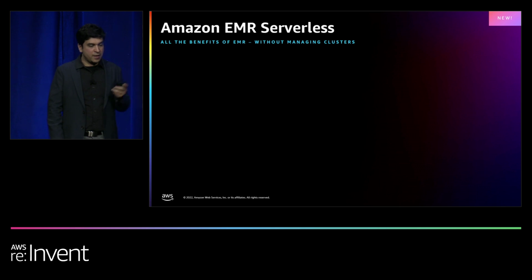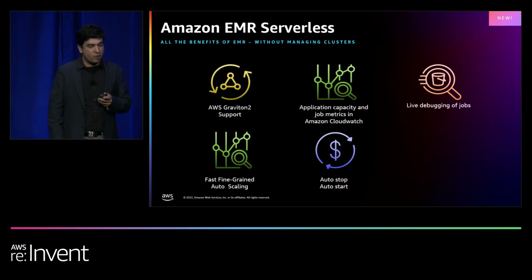Okay, so just a quick recap of all of the core features that we saw today. Graviton 2 support has been added, application capacity insights, as well as job metrics in CloudWatch, live debugging of jobs that are running, and then the history server, that is the persistent server UIs for jobs that are complete, faster, fine-grained auto-scaling, and auto-stop and auto-start.